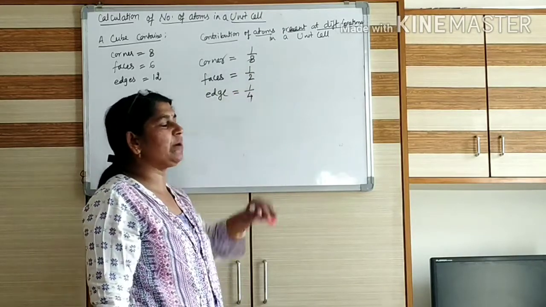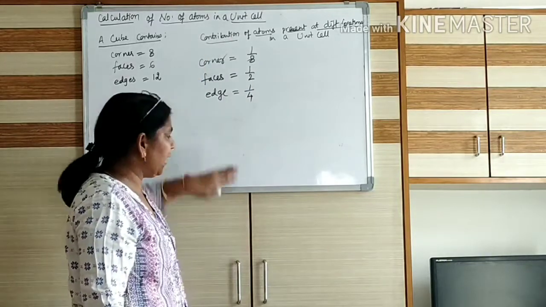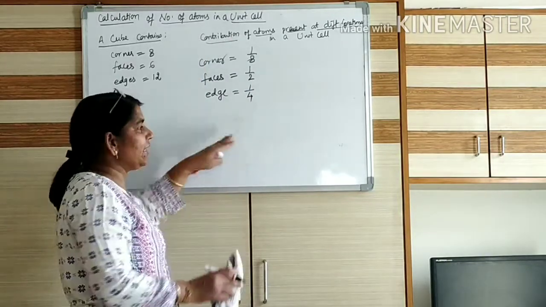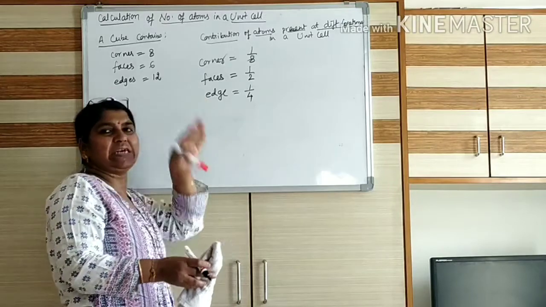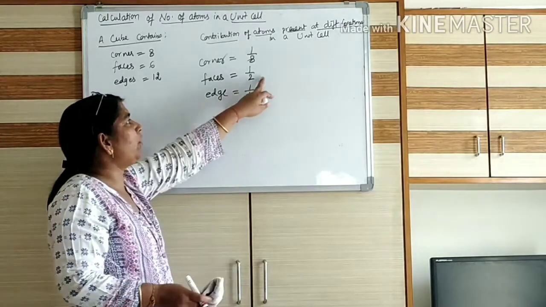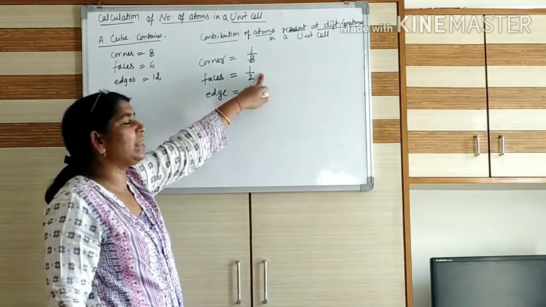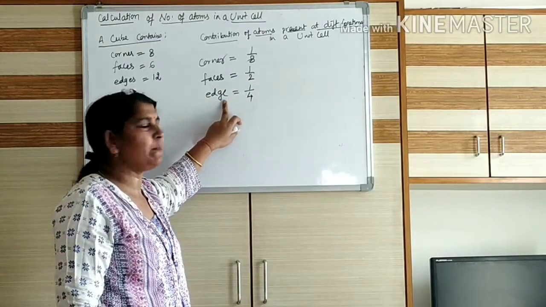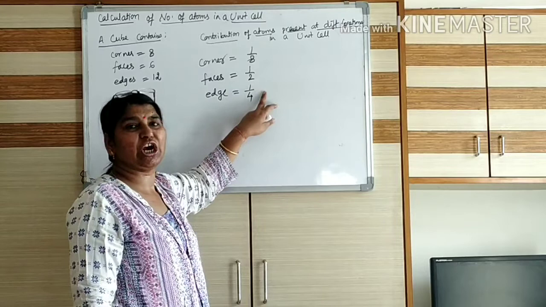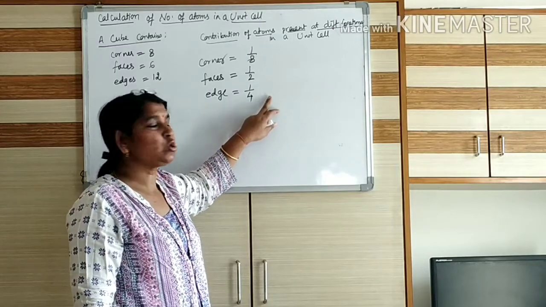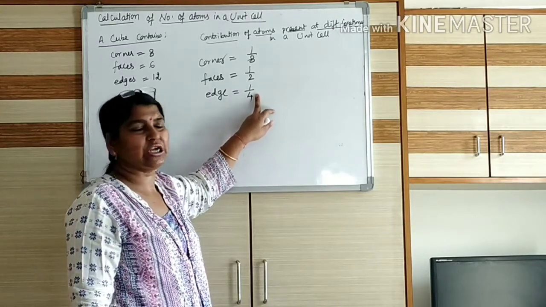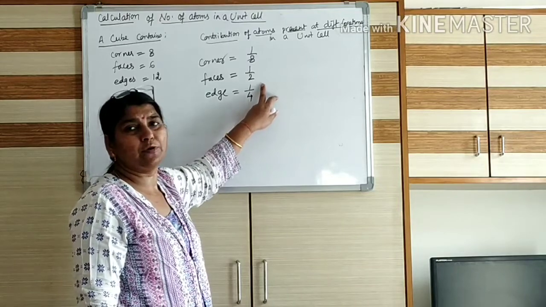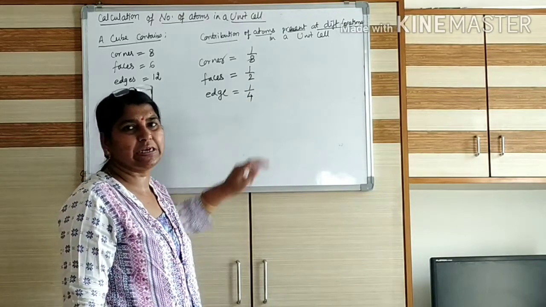and the atom which is present at the center of the face, it is shared between 2 unit cells. If this is the face and at the center atom is present, it is shared between 2 unit cells. To particular unit cell को it will give half. If any atom is present at the edge पे present है, then it will be shared between 4 unit cells. So particular unit cell को it will contribute 1/4. Is it clear to everybody?